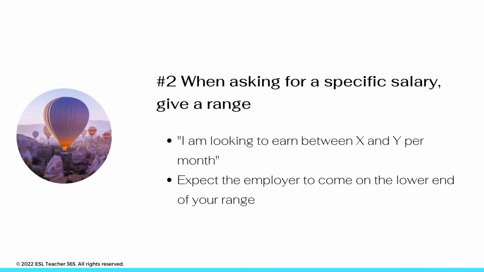The second tip from this book is when asking for a specific salary, give a range. For example, I'm looking to earn between X and Y per month. You should always expect the employer to come in on the lower end of the range, so don't be afraid to give a higher Y number. When you give a range instead of a specific number, this is making the employer feel like they have a bit more control, and it does help the negotiation process.